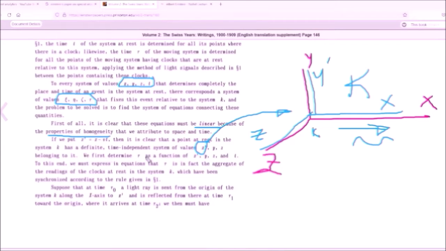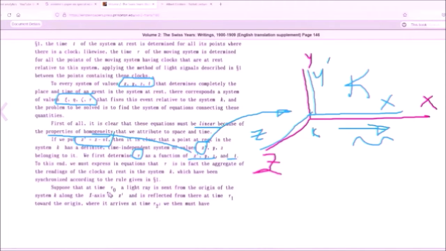We first determine tau as a function of x prime, y, z, and t. Tau is the time in the moving system, and the x prime was already defined by that linear motion. To this end, we must express the fact that tau is, in fact, the aggregate of readings of the clocks at rest in the system k, which have been synchronized according to the rule given in section 1.